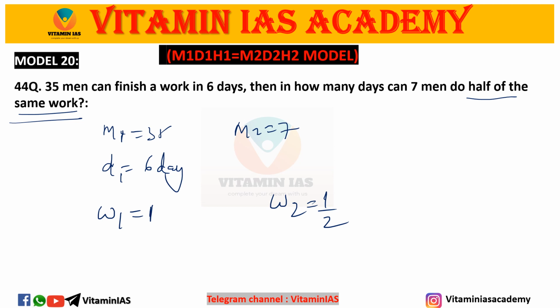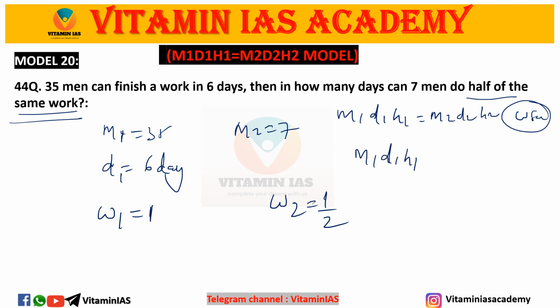Okay, so you know the formula M1 D1 H1 is equal to M2 D2 H2 when the given work is the same, but the work is not the same here. So what is the formula here? M1 D1 H1 by W1 is equal to M2 D2 H2 by W2. Here H is not given, so just leave it.